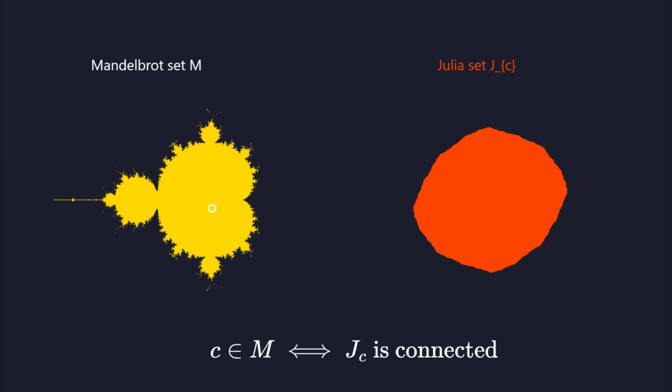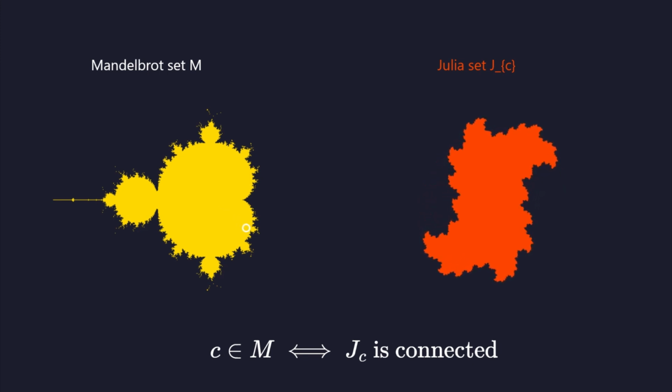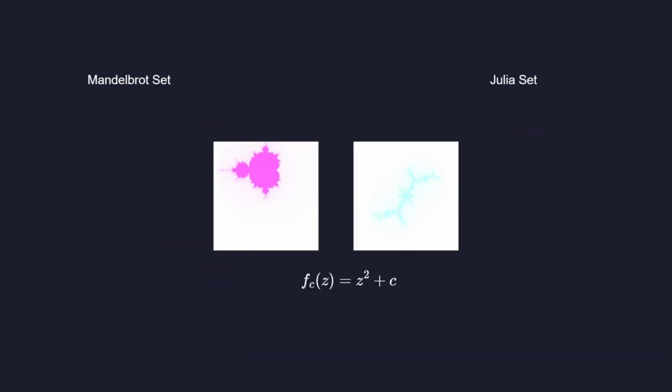Gaston Julia and Pierre Fatou proved that the Julia set for a specific value of c is connected if and only if c belongs to the Mandelbrot set. This makes the Mandelbrot set the index of all connected quadratic Julia sets.